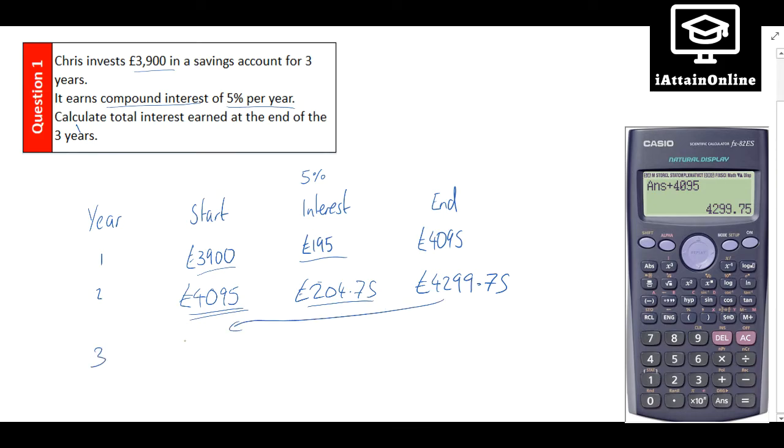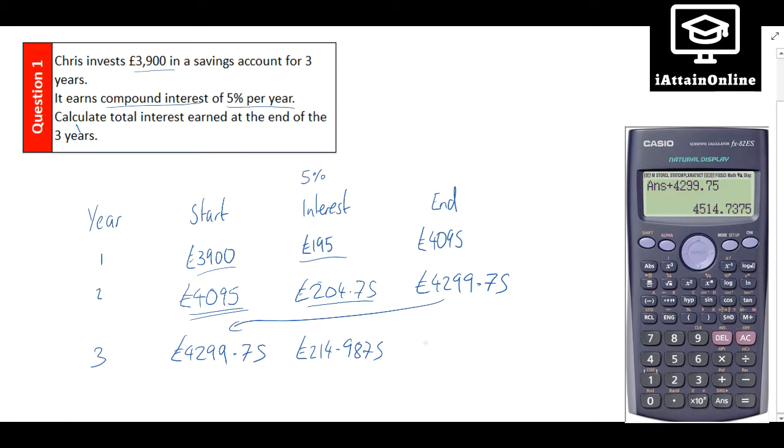So now at the start of year 3 this amount is £4,299.75. Now we're going to work out 5% of that. Even though it's with money, we only do 2 decimal places, but because we are not yet at our final answer, I'm not going to round that. So that's the interest he earns in the 3rd year. And now we're going to add that to the £4,299.75.